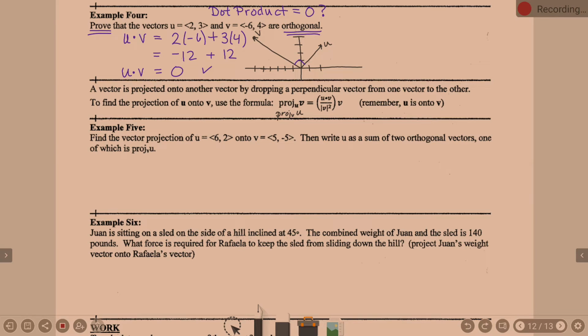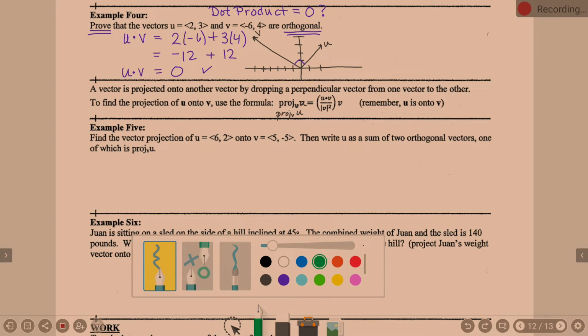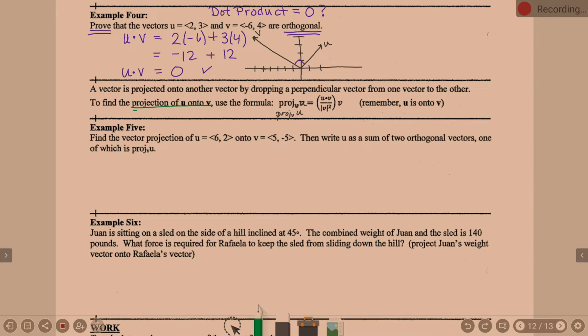This looks like the U and V are switched, so it should be capital U there and V there. Okay. And that is based on the projection of u onto v. We're going to be using this formula. Okay.